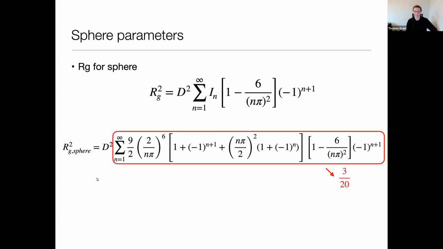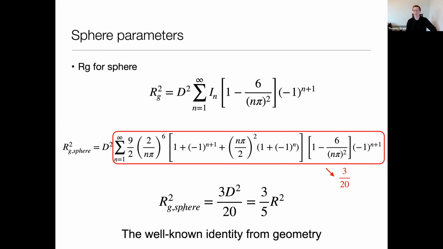So we can plug that in and we get the radius of gyration of the sphere is 3d squared over 20, and d is just 2r. So we can plug in 2r, and that means that Rg squared is equal to 3/5 times the radius squared. And this is, in fact, the well-known identity from geometry for the radius of gyration of a sphere. In my mind, when I saw this, I was like, what a beautiful mathematical result to see us being able to get the radius of gyration of a sphere through this really complicated method using just scattering intensities.